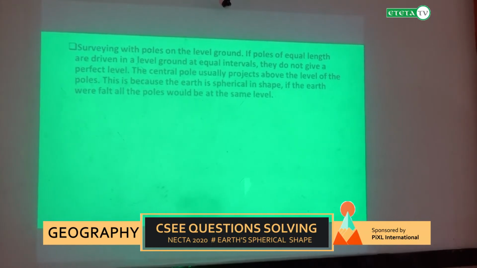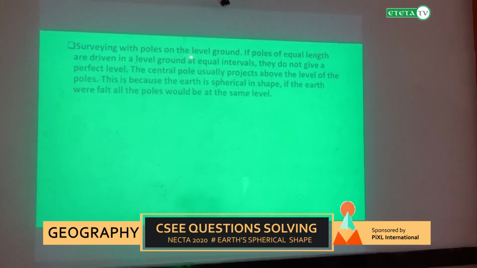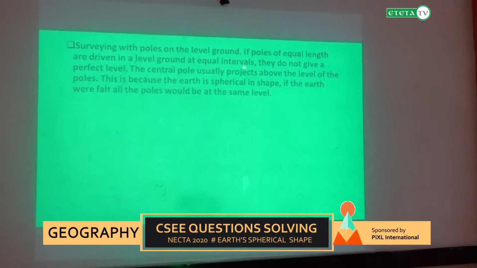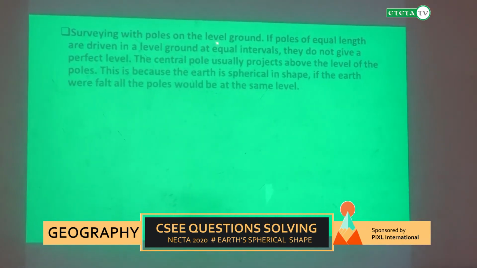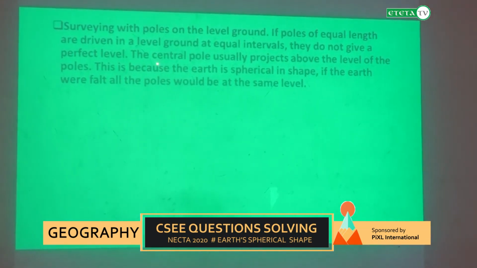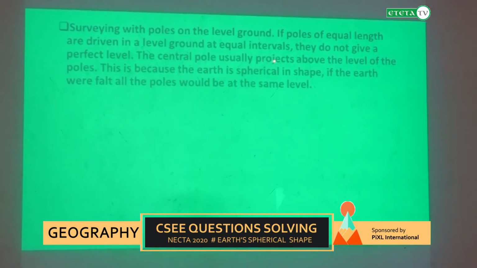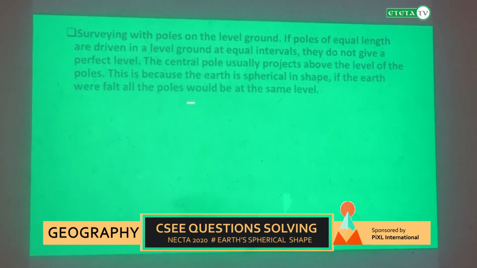The other one here, we have a diagram here, it is the surveying with poles on the level ground. If poles of equal length are driven into the level ground at equal intervals, they do not give a perfect level. The central one usually projects above the others. This is because the Earth is spherical in shape, and if at all the Earth were flat, all poles would be at the same level.